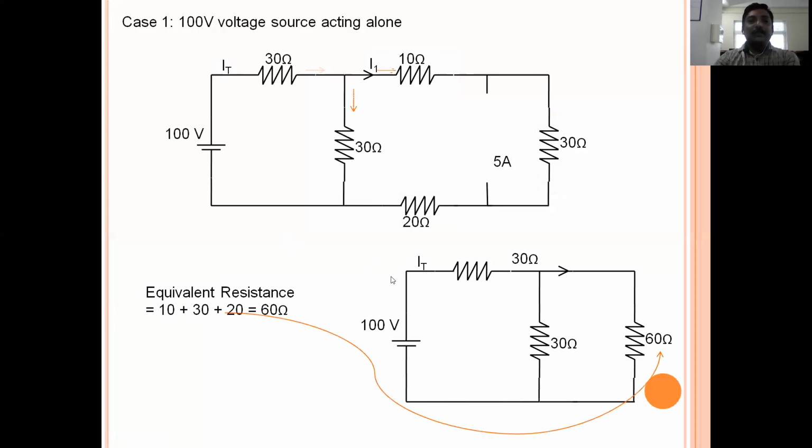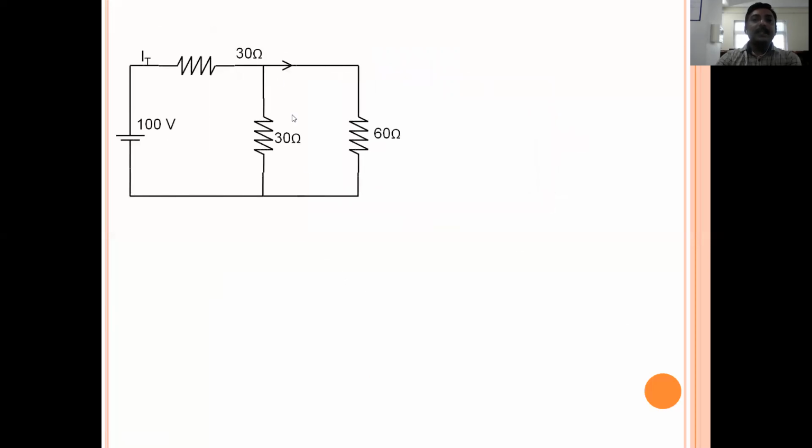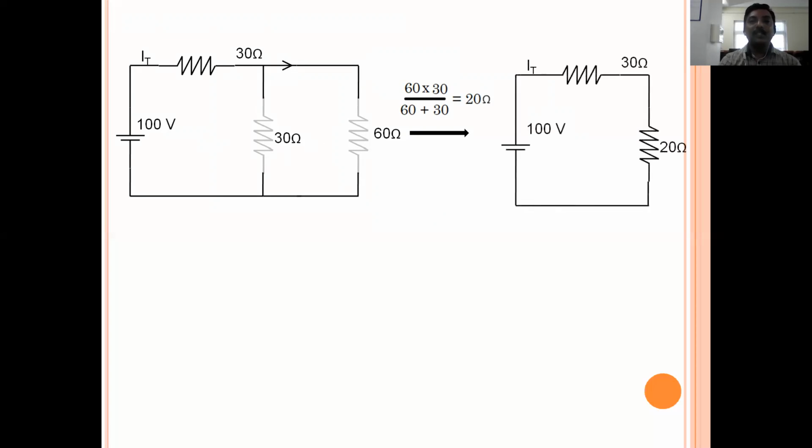Okay, now again in this circuit, you can see that these two resistances are in parallel. The 60 ohm resistance and the 30 ohm resistance are in parallel. So how can we replace the parallel resistance? If two resistors are connected in parallel, then the effective resistance is R1 R2 divided by R1 plus R2. In this case, that is equal to 20 ohm. Therefore, this two-resistance parallel combination can be replaced with a single resistance of 20 ohm.